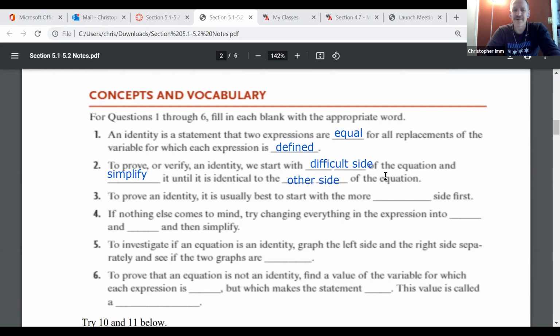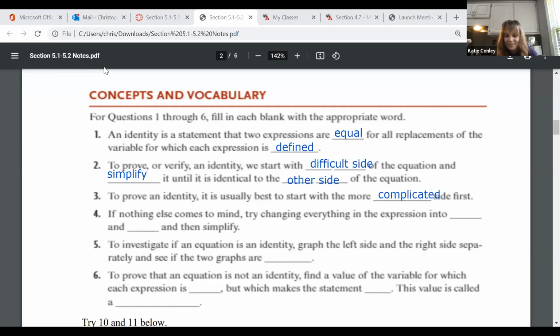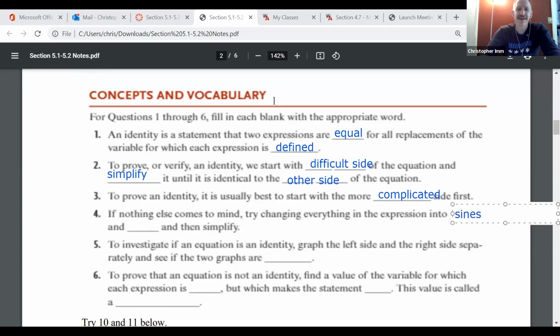To prove an identity, it's usually best to start with the more, okay, there is where they're getting at it, more complicated side, right? Side first. If nothing else comes to mind, try changing everything into what and what? Sine and cosine. There you go. Thanks for your help. So into sines and cosines, excellent. And then simplify.